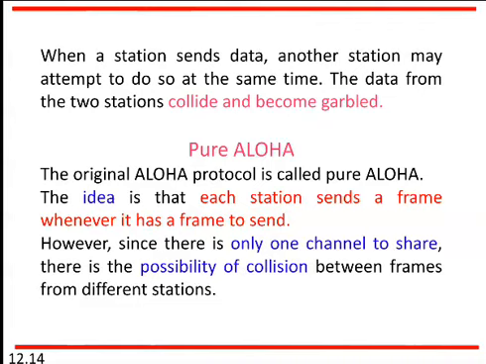In pure ALOHA, each station sends the frame whenever it has a frame to send, and it relies on the acknowledgement. If no acknowledgement is received from the receiver within the timeout, the transmitting station will get to know that the frame is lost, and the station waits for a random amount of time, which is said to be the back-off time, that is TB, with the maximum retransmission attempts Kmax equal to 15.